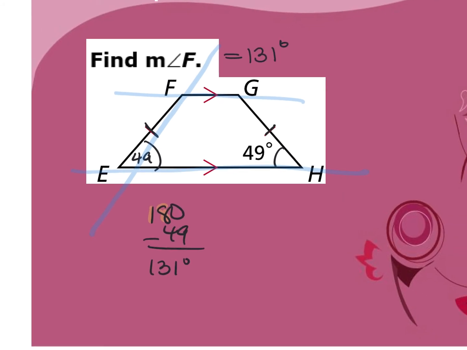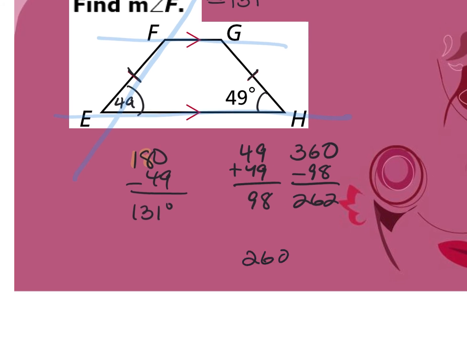The other way is, again, knowing that the four angles of a quadrilateral are 360. I could add 49 plus 49. I get 98. Subtract that from 360. This is the longer way, but it works. And then get 262. And then show that you're going to divide 262 by 2. And you get 131 as well. So you could use either method. But again, show me the work, that you're showing me that you realize that you have parallel lines and that they're consecutive interior.